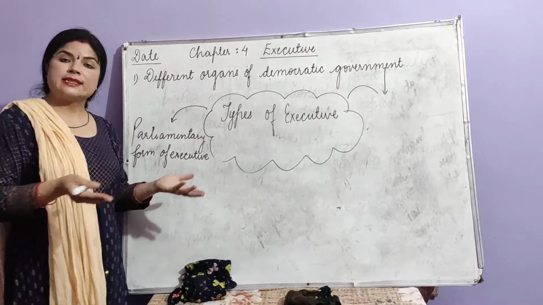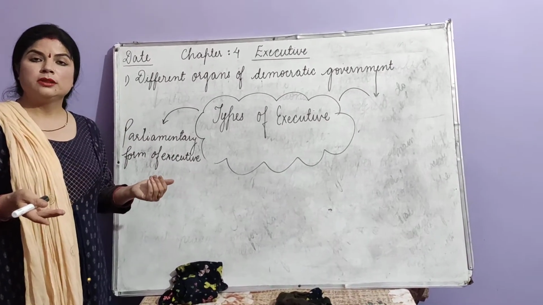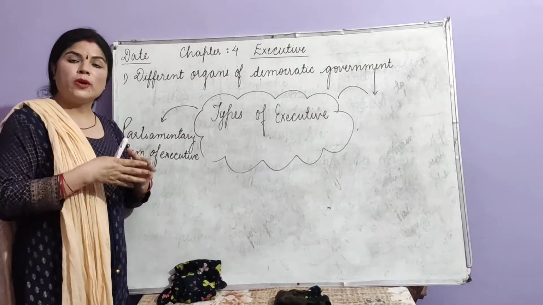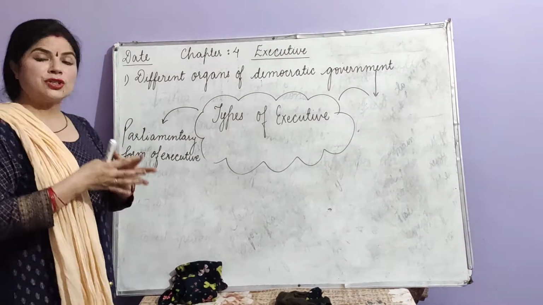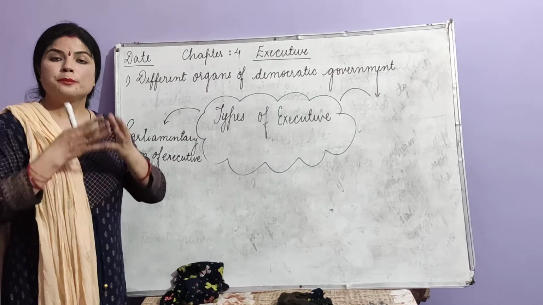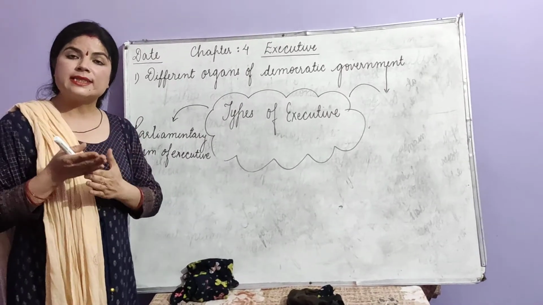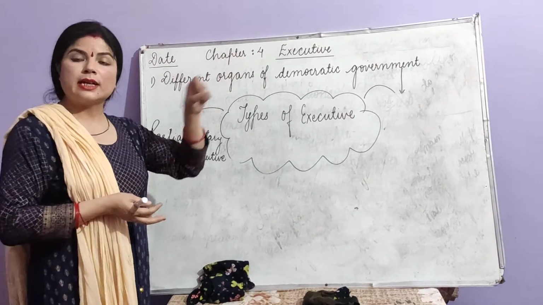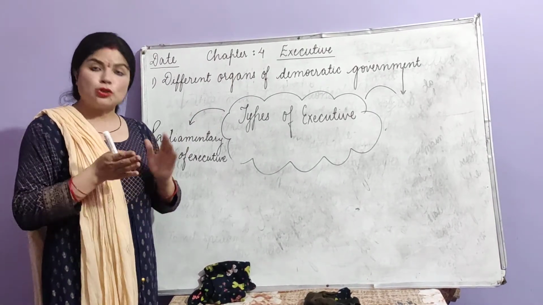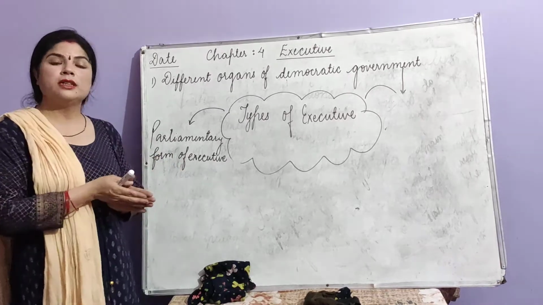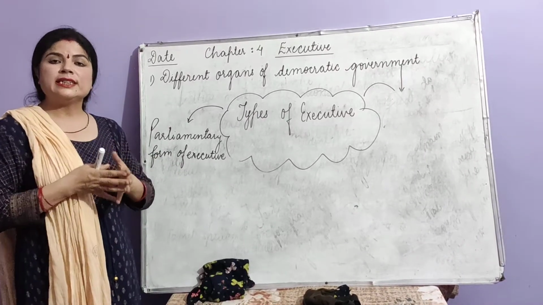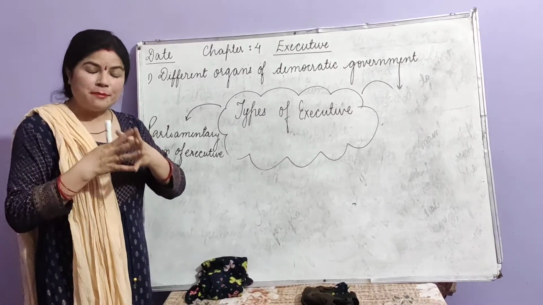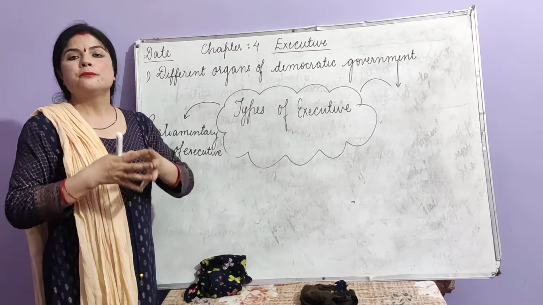The whole power lies in the hand of Prime Minister. Prime Minister always used to give suggestions to President. President used to consult with Prime Minister for taking any decision along with Council of Minister. So under parliamentary form of executive, we can say that Prime Minister is more powerful than President.